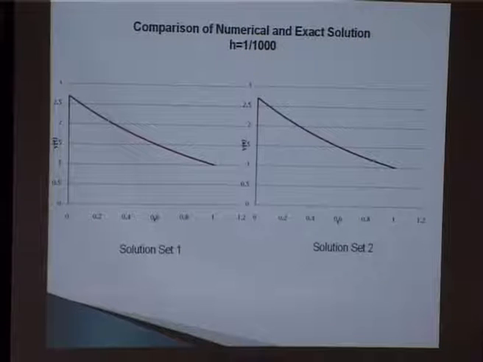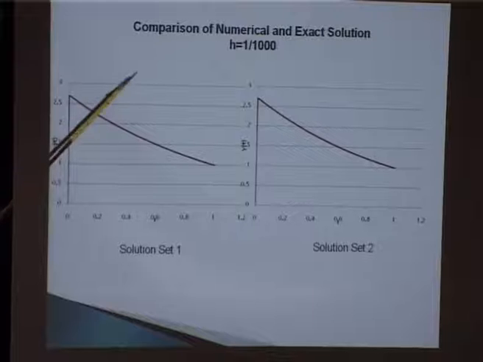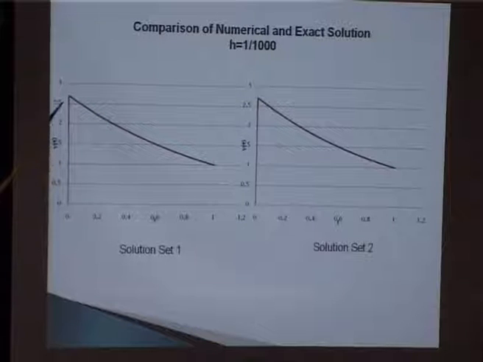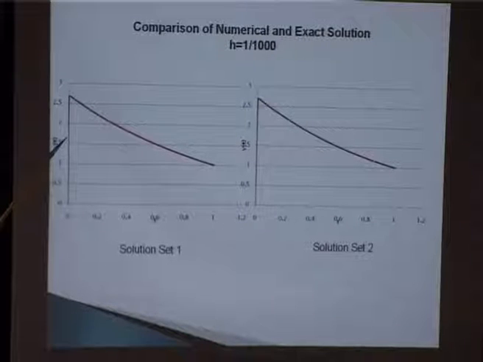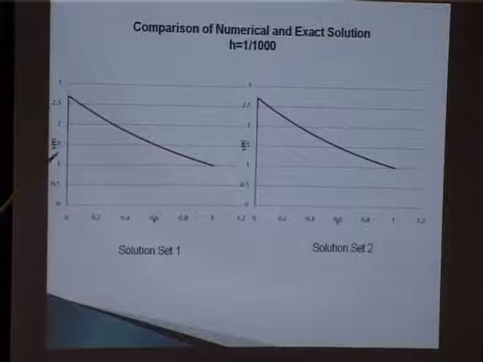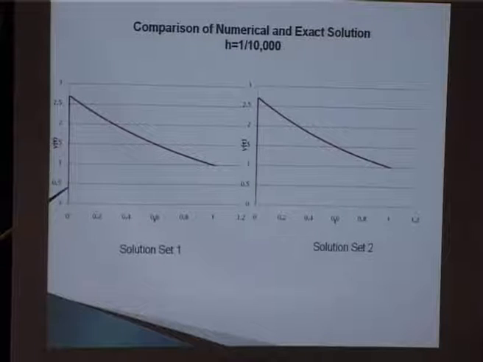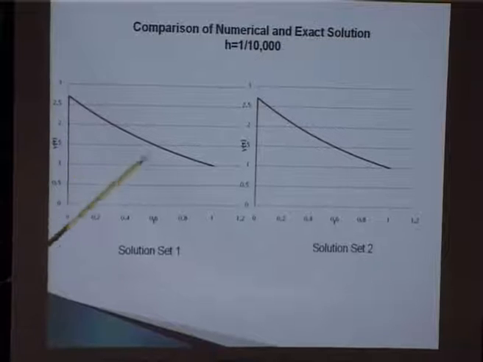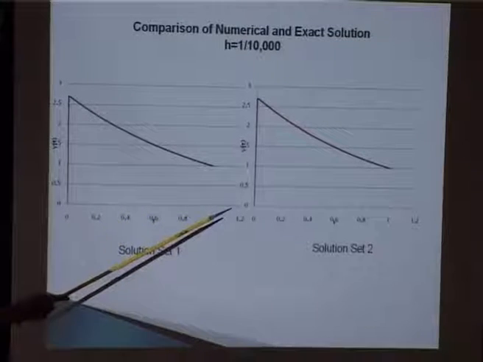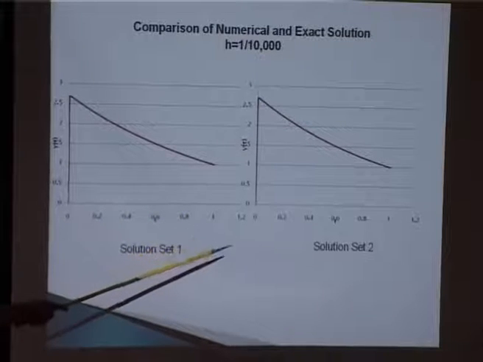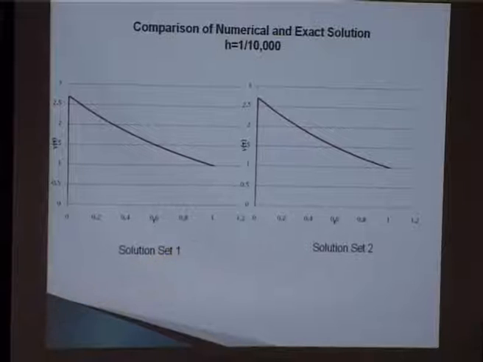As we decrease the h value, it's 1 by 1000, so the wiggling decreases. But still the solution is not exactly correct, because this is the region where the solution differs. As we increase h further, the solution almost overlaps with the exact solution, and it happens in both the solution sets. So we can say that both solution sets are almost identical.